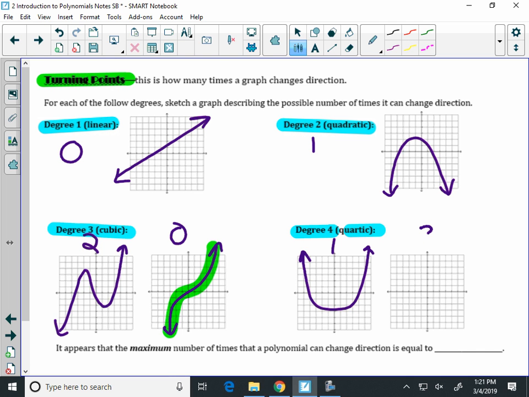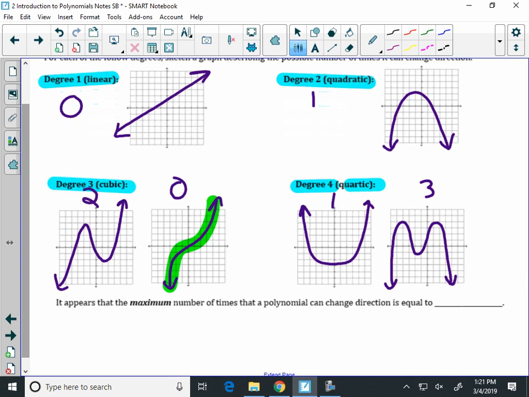What else? 3. So 3, I'll start from the bottom this time. If I go up, I could turn 1 time, 2 times, and then a 3rd time. Remember these are lines that kind of look like M's and W's? Now, this is the key information here that has to do with degrees. On the right underneath here, it says it appears that the maximum number of turning points, the maximum number of times you can change direction, is equal to the degree minus 1. So if the degree is 4, the maximum number of times you can turn is 3, although you could turn fewer than that. Alright, make sense?